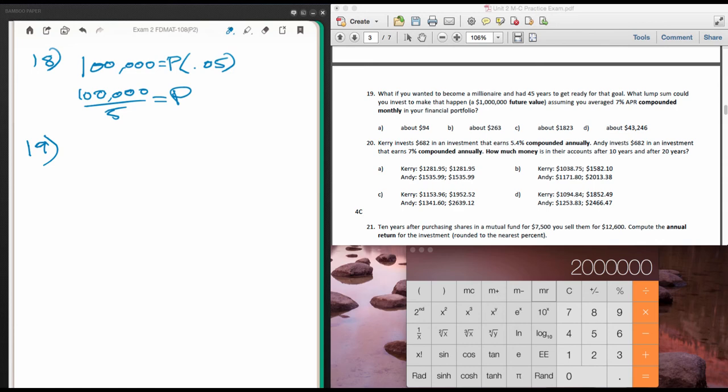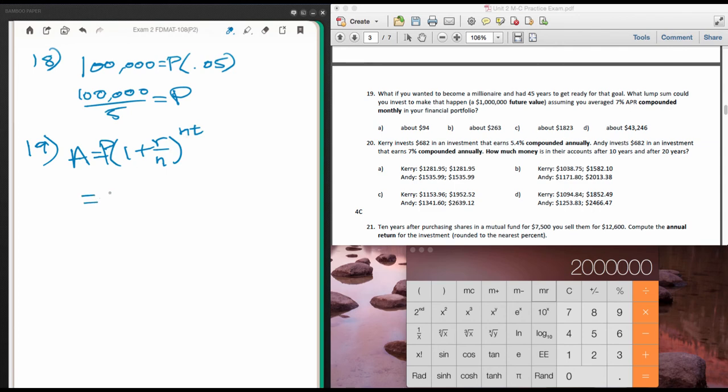And it says, what if you wanted to become a millionaire and had 45 years to get ready for that goal? What lump sum could you invest to make that happen? Remember, we're looking for a future value of $1 million, assuming you averaged 7% compounded monthly on your financial portfolio. So A is equal to the principal times 1 plus the rate over N, all raised to the NT, or you could do an APR and Y. And you'll see that that's the formula you'll get on the formula sheet.